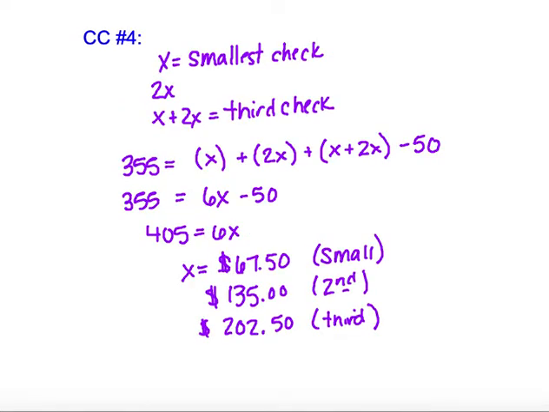And for the 4th concept check, I made my variables x for the smallest check. 2x was really that second check. It said the 3rd check was the sum of the other 2. So you can see down here, I added the 1st check to the 2nd check to the 3rd check, taking out $50, and then I simplified to 6x minus 50 and solved. That meant that the 1st check was worth $67.50. The 2nd check was double that at $135, and the 3rd check was the sum of those 2, which gives us $202.50.